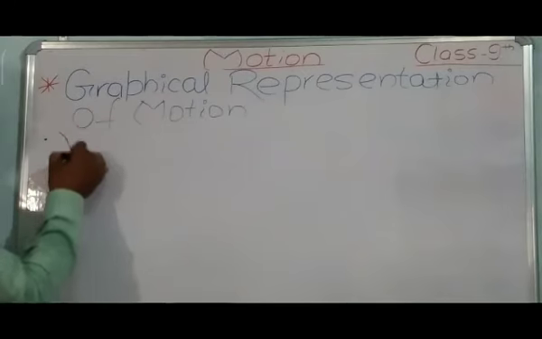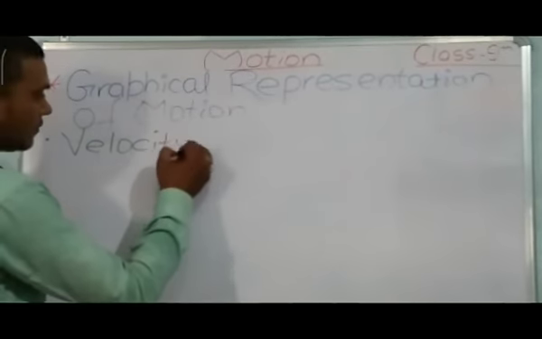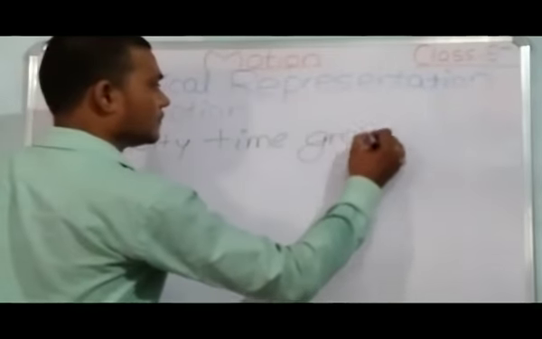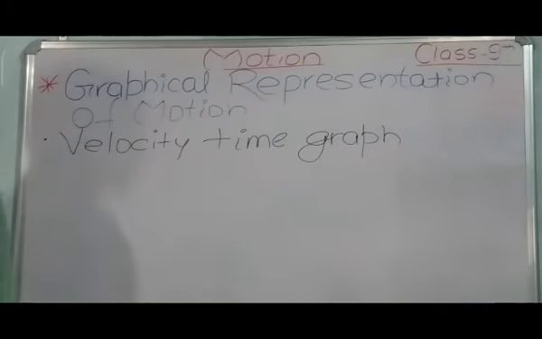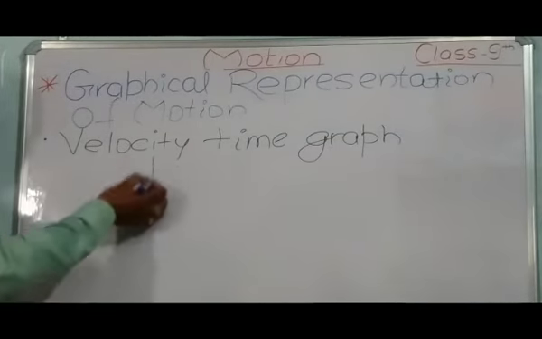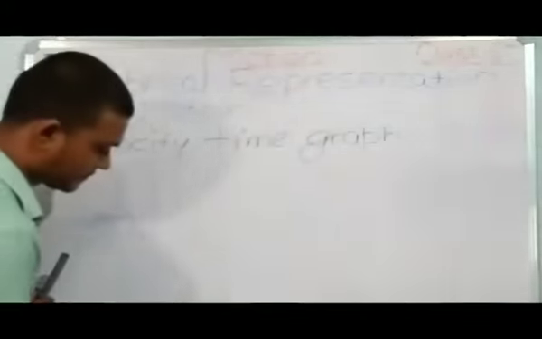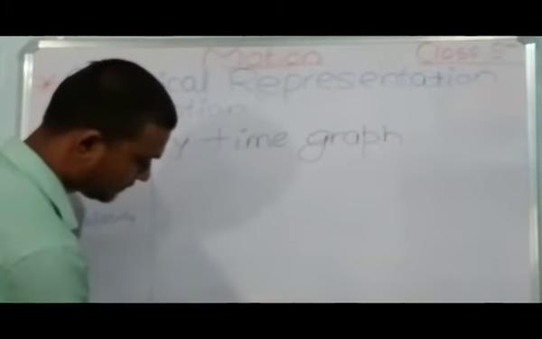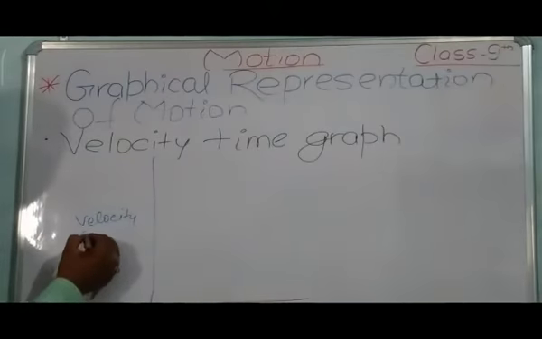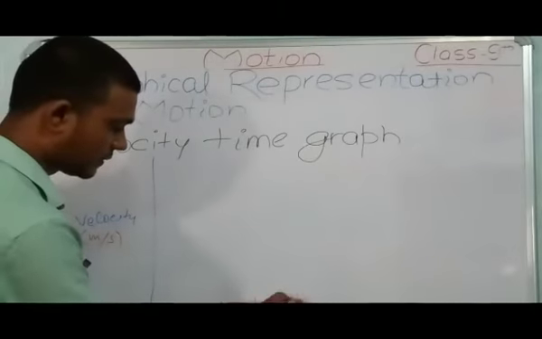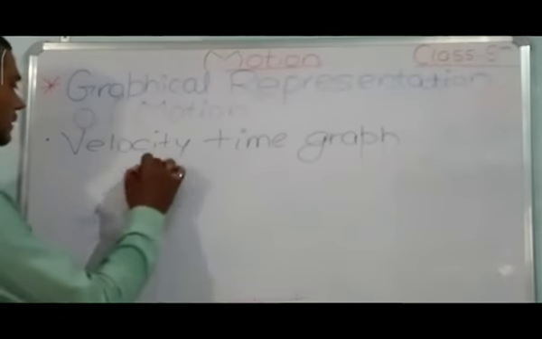Next one is the velocity-time graph. Let us take velocity as vertical and time horizontal, with time in second and velocity in meter per second, marked 1, 2, 3, 4 on each axis.